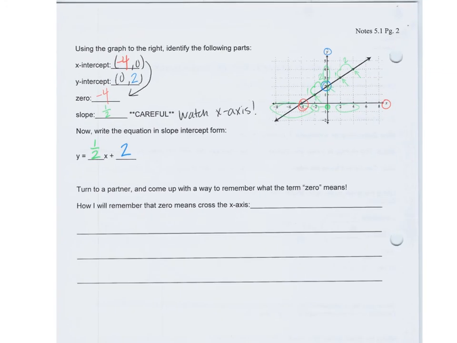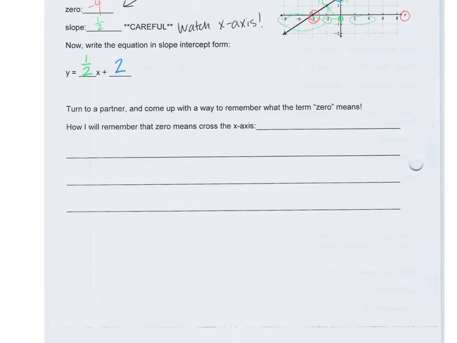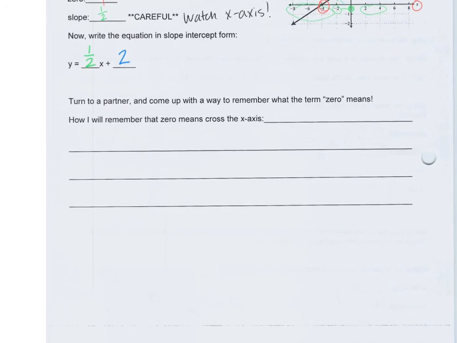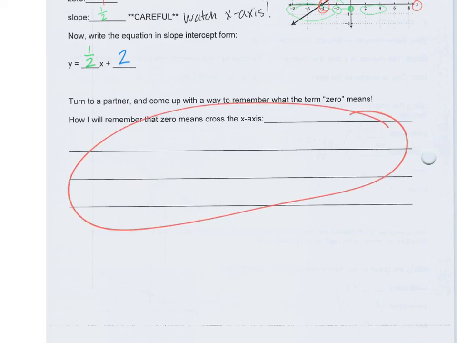This last part, you're supposed to work with someone. If you're watching this video on your own, you can come up with your own way. But come up with a way to remember what 0 means. So how you will remember that 0 means to cross the x-axis, and you are supposed to list that here.